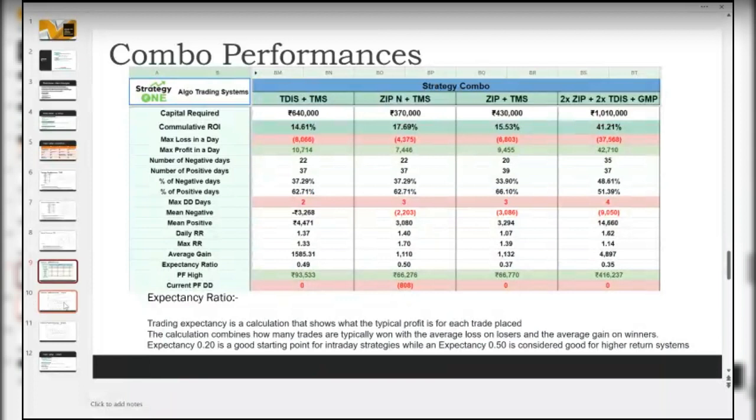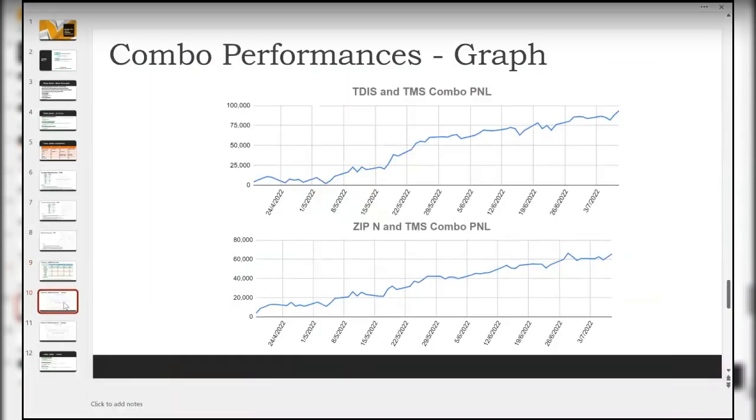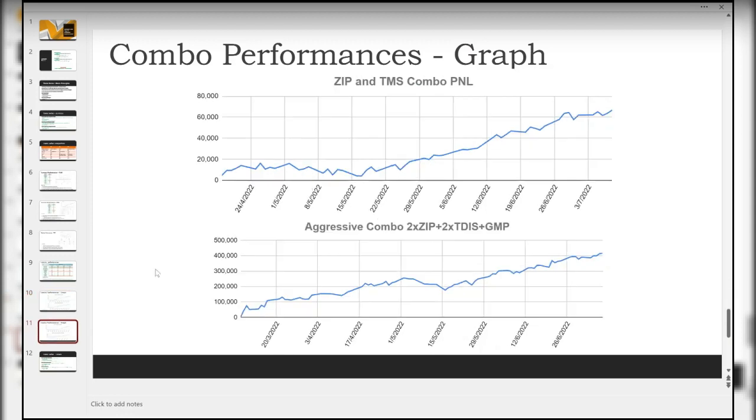This data again is represented in a graphical format. So you can see the TDS and TMS combo has generally been a very smooth ride. Zip and TMS combo, again, quite a smooth ride. I think most of the portfolios except Zip and TMS are at their lifetime highs. And then we've got the Zip and TMS combo over there. You can see that in April, early May, Zip had an issue.